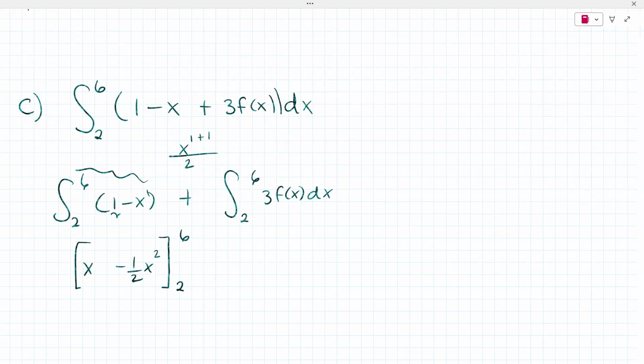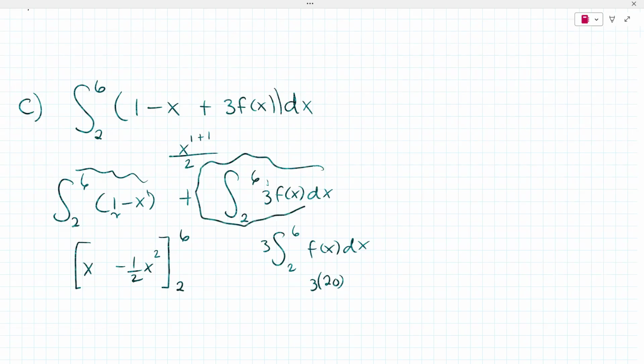And what does it integrate? Well, here we have a 3, so we could take that out. And then what is the integration from 2 to 6? That was given. That was 20. Times it by 3, so that would be 60. So this part right here is 60.